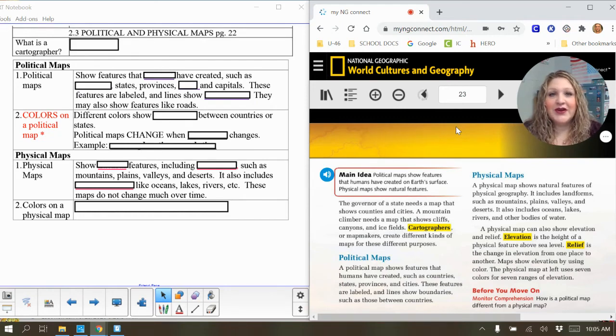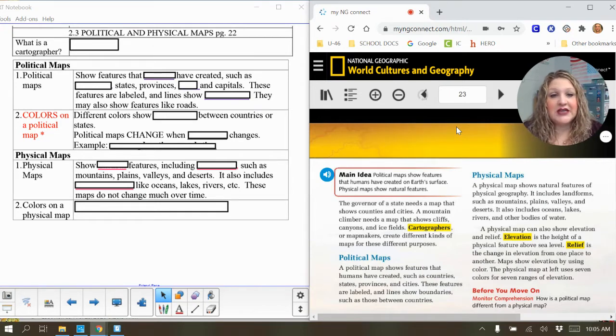Hello students, we are going to continue in our notes for chapter 1 and we are working on section 2.3, which is political and physical maps. We are going to begin reading here in the text to answer the question, what is a cartographer?